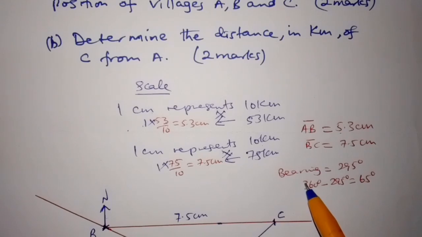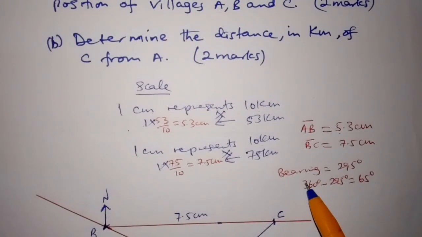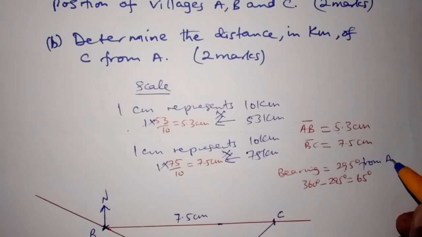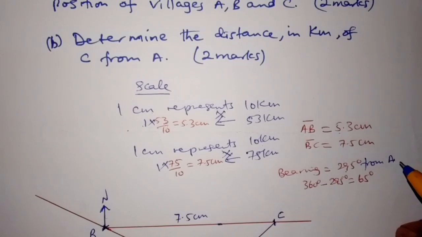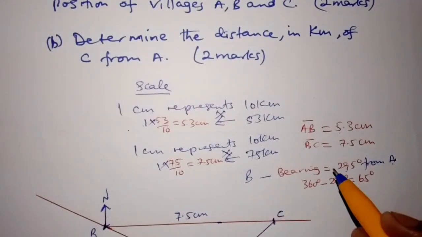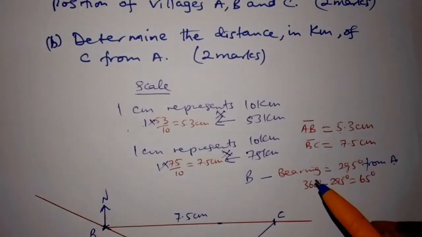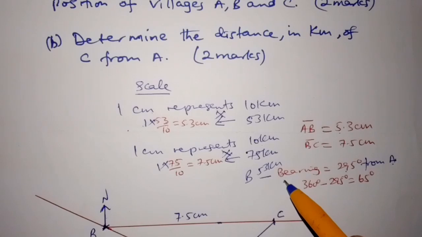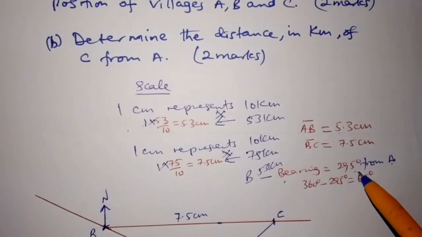And we are being told that three villages A, B, and C are such that B is 53 km on a bearing of 295 degrees from A. So B is 53 kilometers on a bearing of 295 degrees from A.